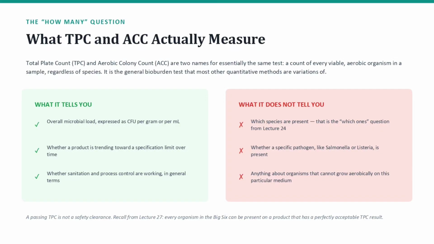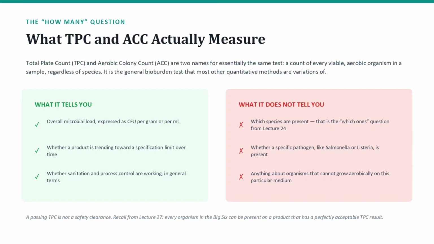Whether a product is trending toward a specification limit over time. And whether your sanitation and process control are working, in general terms. And here is what it does not tell you. Which species are present? That is the which ones question we set up back in Lecture 24. Whether a specific pathogen, like Salmonella or Listeria, is actually present. And anything at all about organisms that cannot grow aerobically on this particular medium.